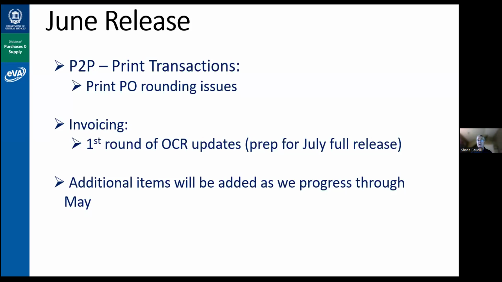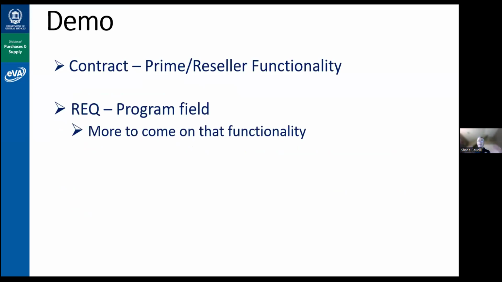So what I am going to do is shift into our demo now. It's not a very long, detailed demo, and that's good because we're beginning to run up on time this morning. We're going to look very quickly. I just want to show you the prime reseller contract management functionality so you can get a little feel for that. And then just real quick, show you where the program field is going to be on the requisition again, so that you can get that message out to your people.